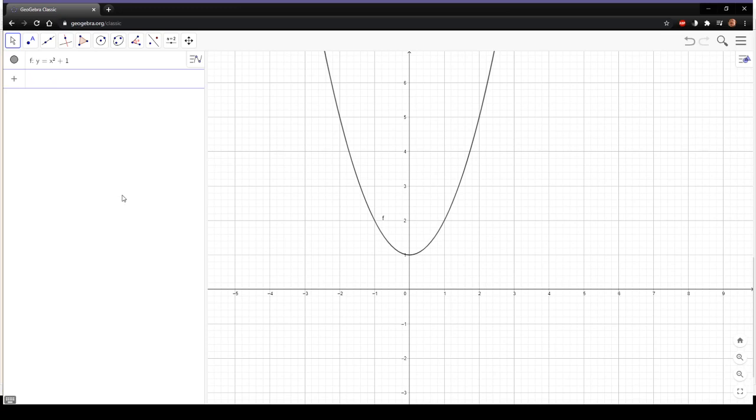Anyway, your exams are going to be in person, so be aware that you may need to draw a sketch by hand. You can't necessarily rely on GeoGebra.